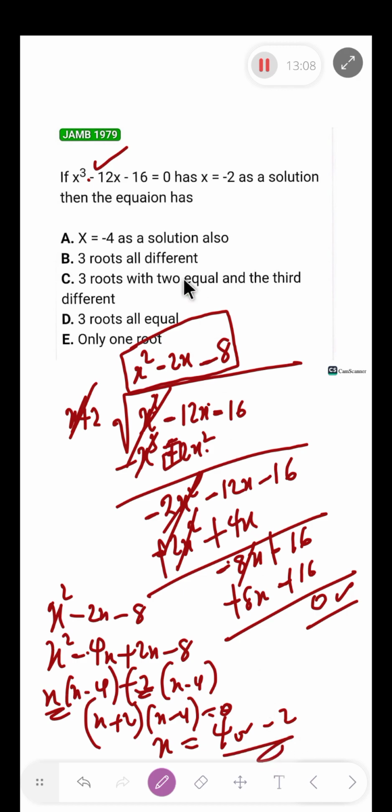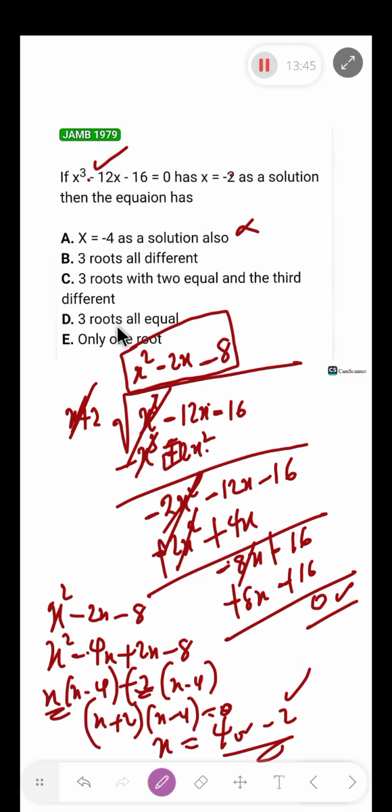So let's check. Then the solution as x equals minus 4 as a solution. Also, no, 3 roots all different. I have minus 2, I have minus 2 twice, and I have 4 once. Just 4. 4 is the correct answer to this, but I'm seeing minus 4 here. 3 roots with 2 equal, no. 3 roots all equal. Only 1 root. No, it has just 2 equal roots. I have minus 2, I have minus 2.